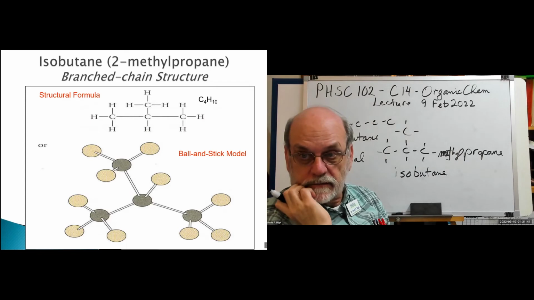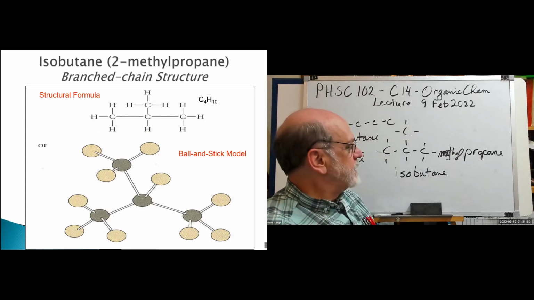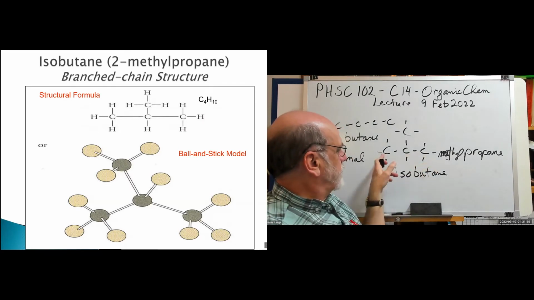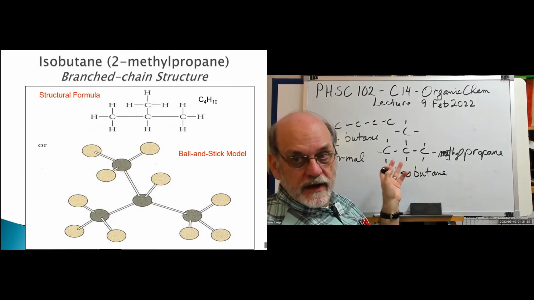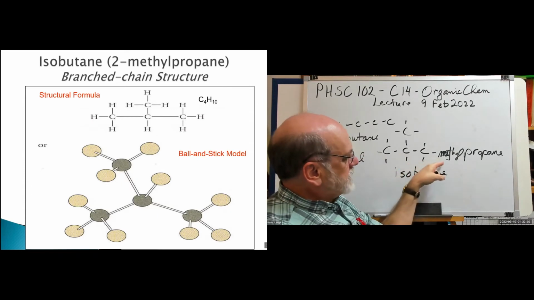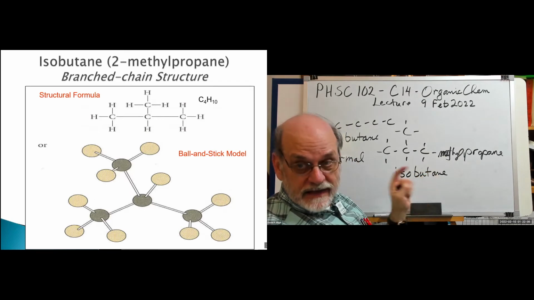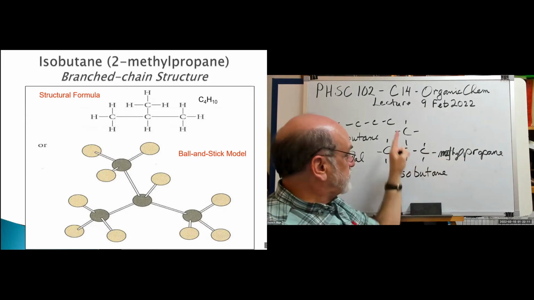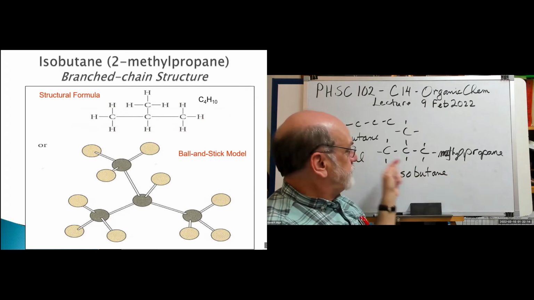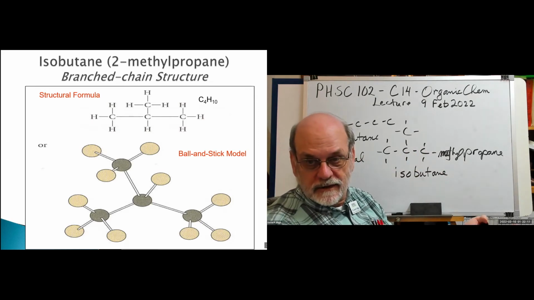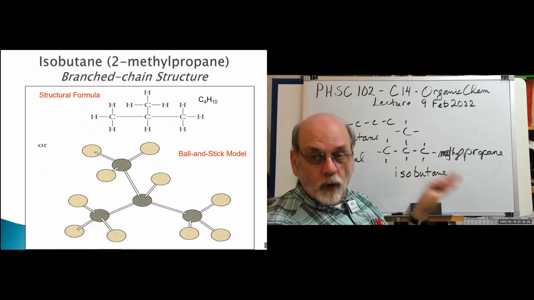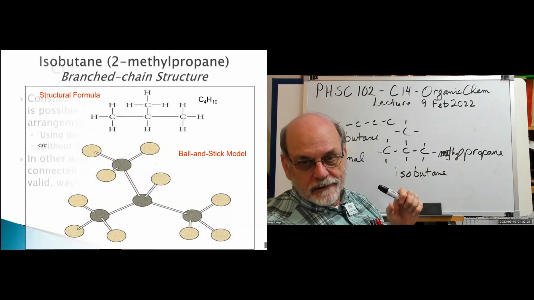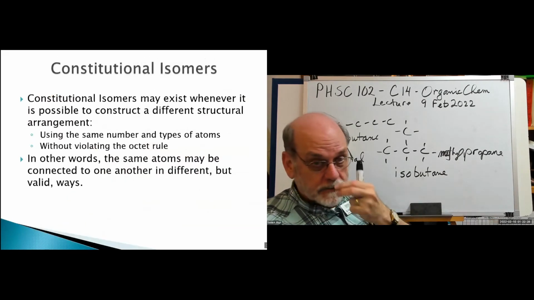Methylpropane would be proper. We could say 2-methylpropane, right? This would be 1, that would be 2. Or this would be 1 and that would be 2. Doesn't make any difference. Same thing. But the reason I can say methylpropane and leave it at that is because the only way you can make methylpropane is to put it in that position. It can't go anywhere else. If you put it out here, now you've got butane. So to avoid being redundant, we don't say 1-methylpropane, we say methylpropane. And in this case, that answers the question.